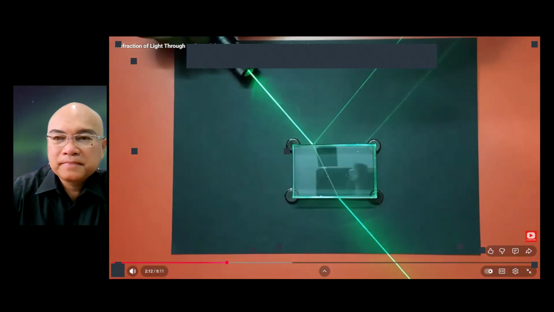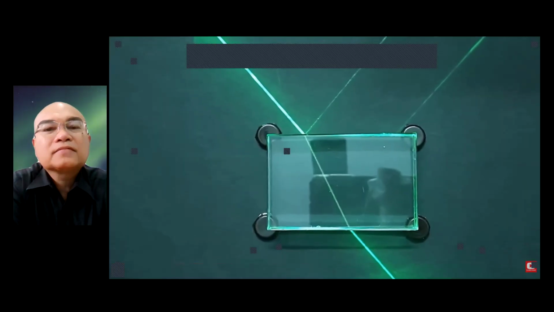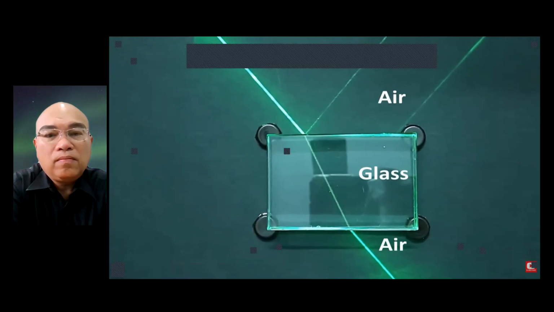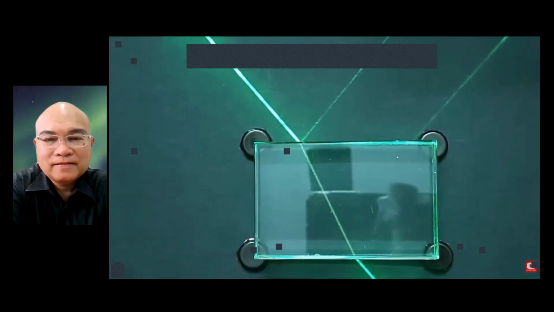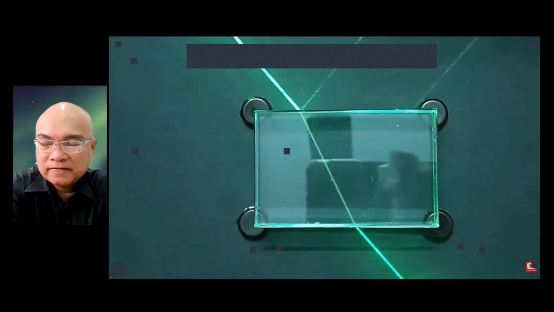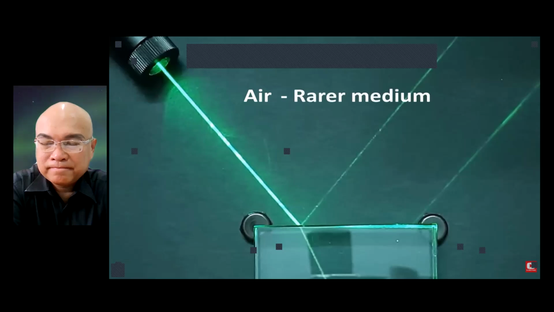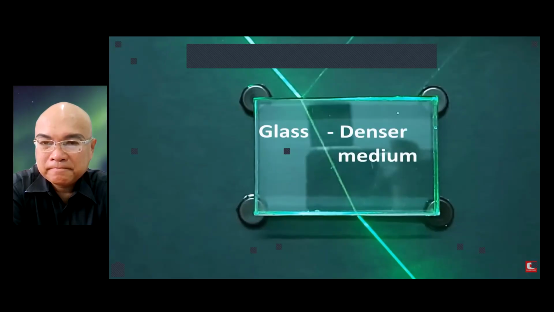Let's now understand the phenomenon of refraction deeply. Here we have two different mediums in which light is traveling, air and glass. In air, the speed of light is high, very close to its maximum speed in vacuum, which is 3 × 10^8 meters per second. And in glass, light travels slower, approximately 2 × 10^8 meters per second. We call air a rarer medium since light travels faster in it, and glass a denser medium as light travels slower in it.